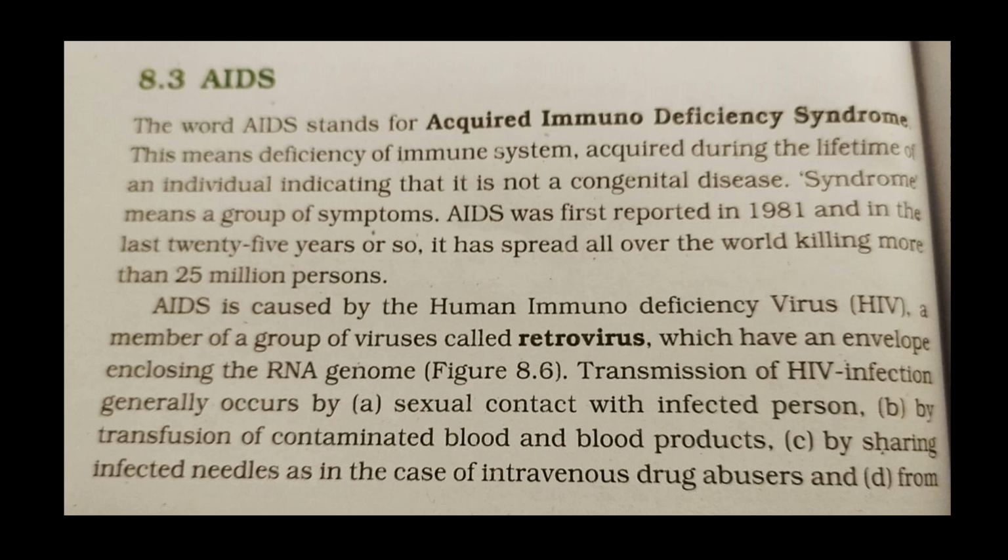AIDS is caused by the human immunodeficiency virus, HIV, a member of a group of viruses called retroviruses, which have an envelope enclosing the RNA genome. Figure 8.6. Transmission of HIV infection generally occurs by A. Sexual contact with infected person. B. By transfusion of contaminated blood and blood products. C. By sharing infected needles as in the case of intravenous drug abusers.